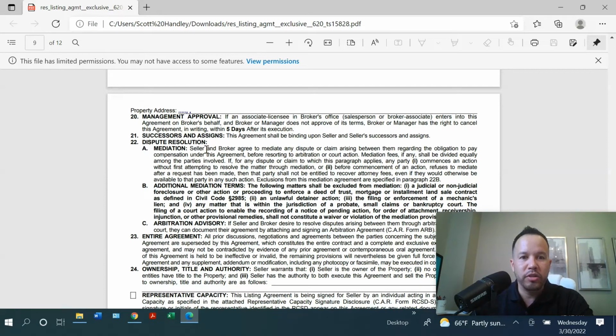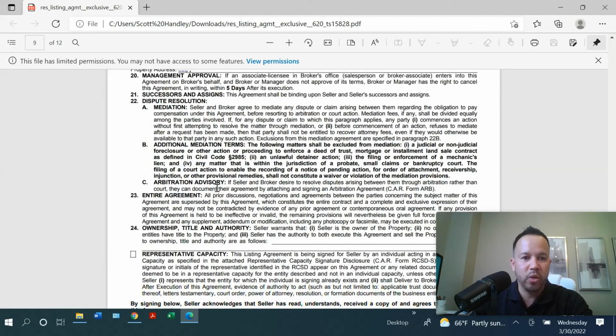A dispute resolution, you have the option of mediation. So we agree that it's going to be disputed through mediation at that point. Then it could be taken into small claims court, unless it's over $10,000, then it becomes civil court. We also talk about arbitration advisory. When it comes to a dispute between seller and buyer, that is determined by the arbitration and mediation clause in the actual purchase agreement.